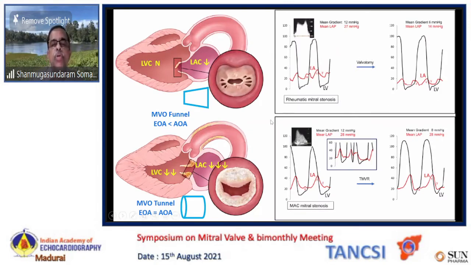And to differentiate it from the garden variety of mitral stenosis, look at the pathology. The commissures are fused here. The commissures are free in mitral annulus calcification.